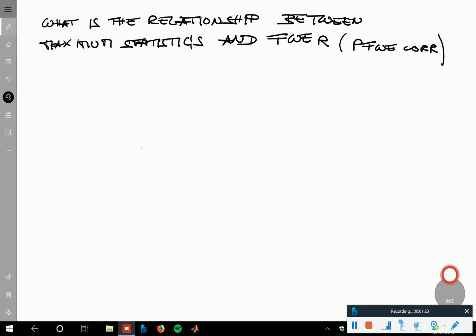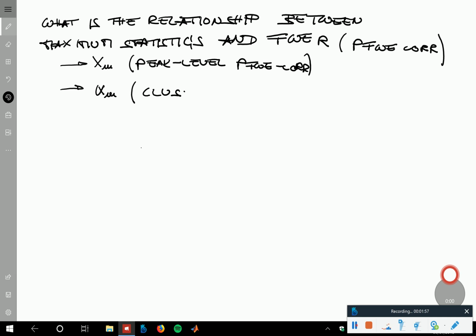So the maximum statistics we're talking about are the distribution of the maximum of the random field. So I think we call that xm, and that is the peak level in SPM, the peak level PFWE corrected, and the other one I think we call it km, which is the cluster size or cluster level PFWE corrected.